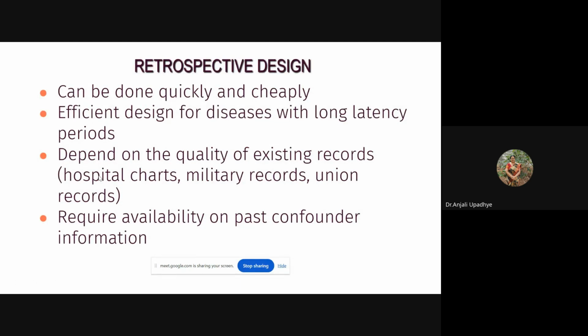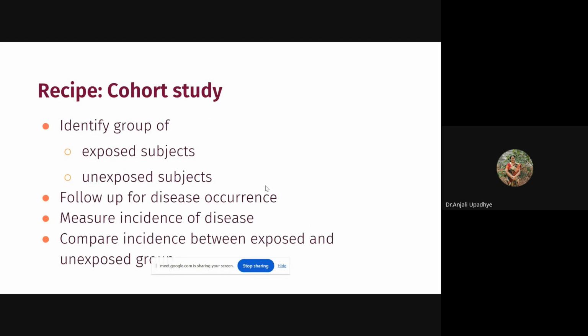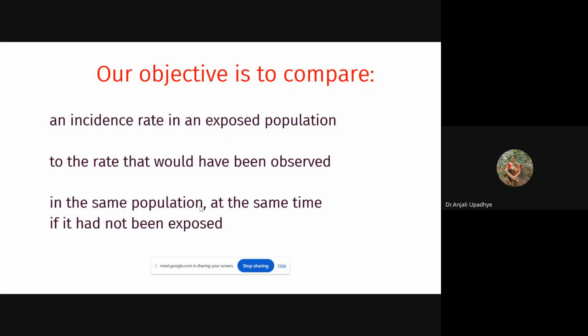The retrospective design can be done quickly and cheaply. It is an efficient design for diseases with long latency periods. But it depends upon the quality of the existing records. It needs records: hospital charts, military records, union records. Only if these records are available is the retrospective study design possible. So the cohort study identifies a group of exposed subjects and unexposed subjects and follows up for disease occurrence. It may be prospective, may be retrospective, but the matching criteria of the RCT should be there in the cohort study.